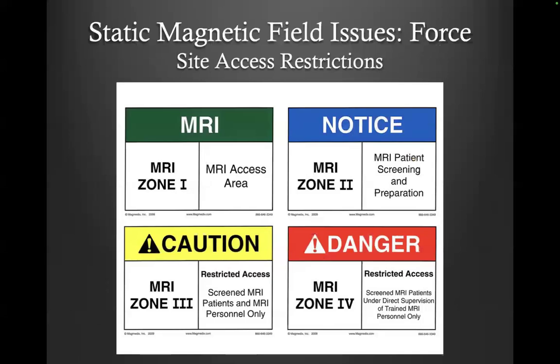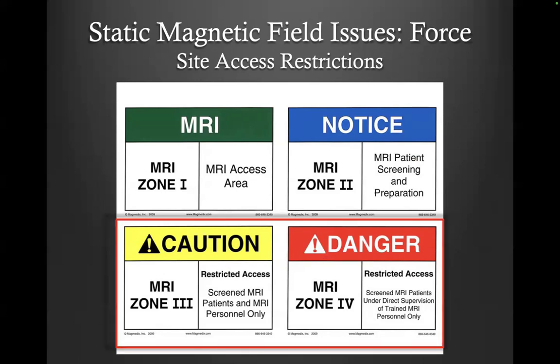Because of all these crazy incidents and accidents, for the area around the MRI suite, we have site access restrictions. There are MRI Zone 1, Zone 2, Zone 3, and Zone 4. Really, Zone 3 and Zone 4 are both restricted access, and that's for screened patients only and for MRI personnel only.